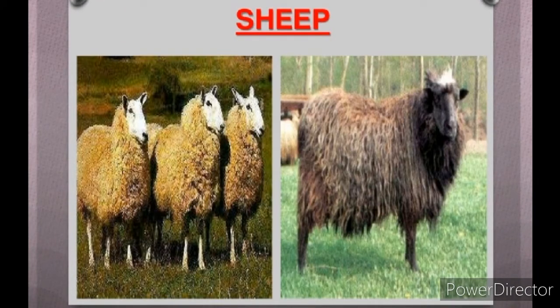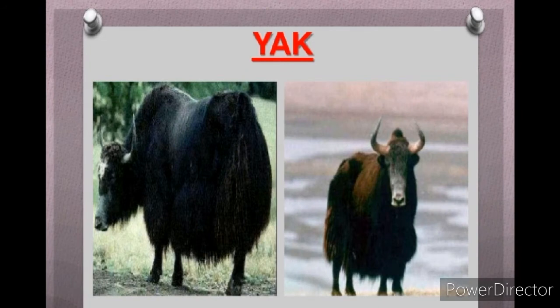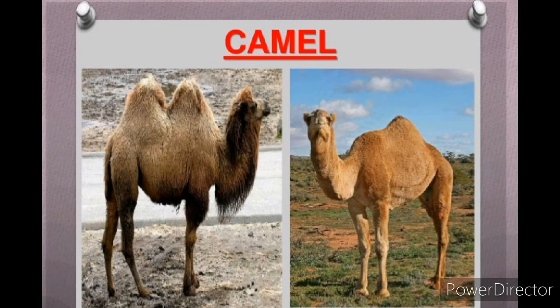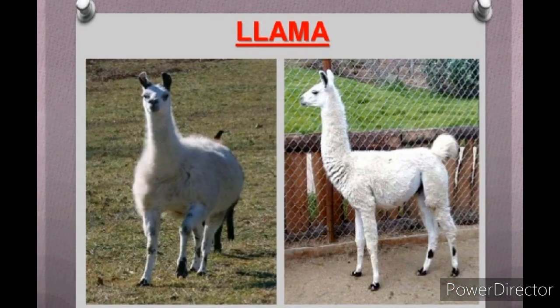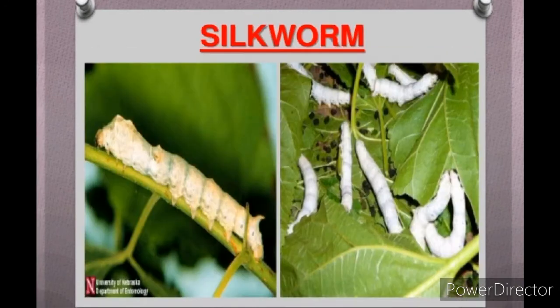Sheep, goat, yak, camel. Camel do have some hairs. Llama, alpaca, and the last one is silkworm. So these are the animal fibers.